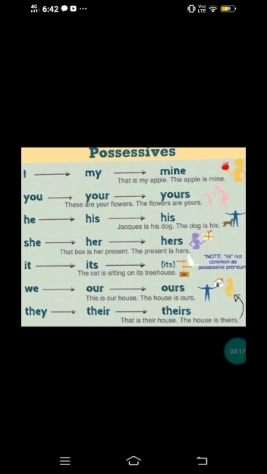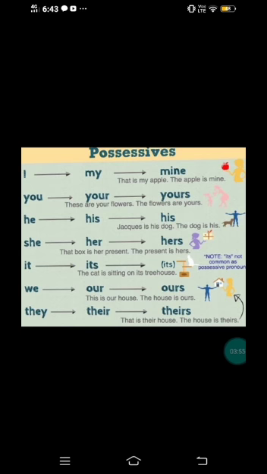Next, it. We use it for places and animals. For things and animals, right? So, the third person, it changes to its. It's showing the belongingness, the ownership, that something belongs to someone, the possessiveness. The cat is sitting on its tree house. Where is the cat sitting? On its tree house. What is the noun? Cat and tree house. It is giving us more information.